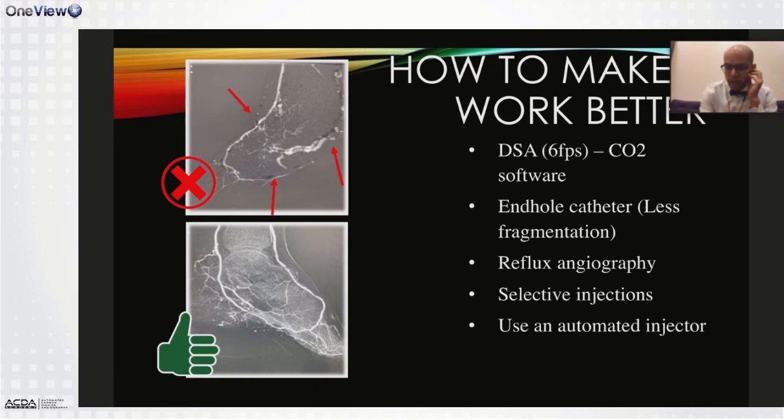Automated injectors are a benefit. If you have the luxury of using one, that's something excellent, and it makes your life much easier. And we pretty much now exclusively use it, except for other issues out of our control.